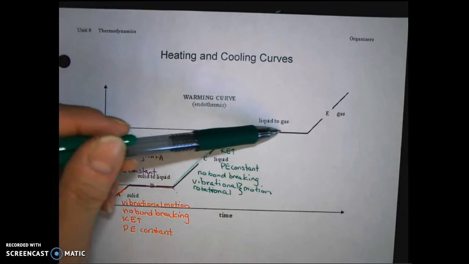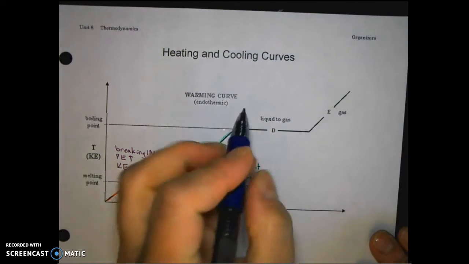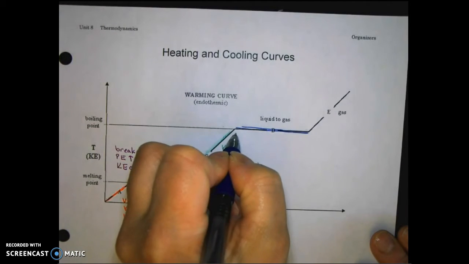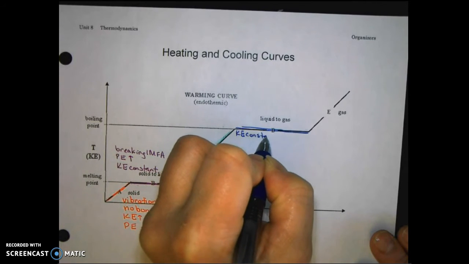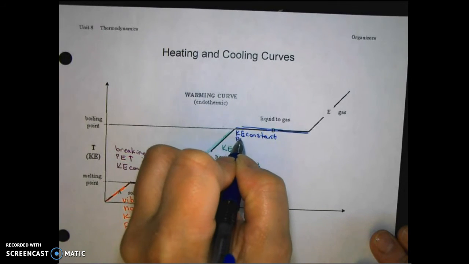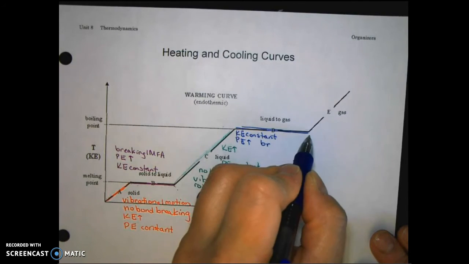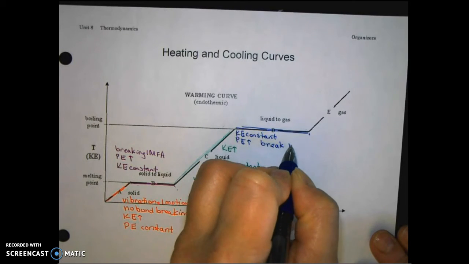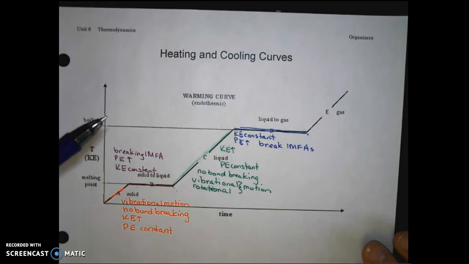Now we're going to take the liquid and convert it into a gas. But once again, you've guessed it, we're at a plateau. So at the plateau, once again, different things are happening. At this plateau, because it's a plateau, kinetic energy is constant. But what is changing? Potential energy. What are we doing? We're breaking IMFAs. By the time we get here, all the IMFAs will have been broken. But motion is staying constant.